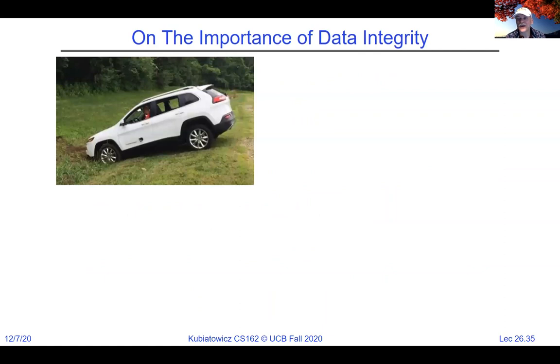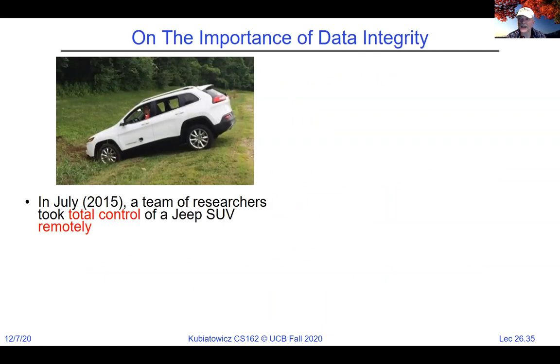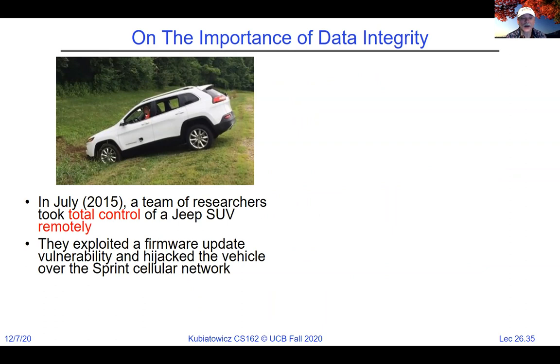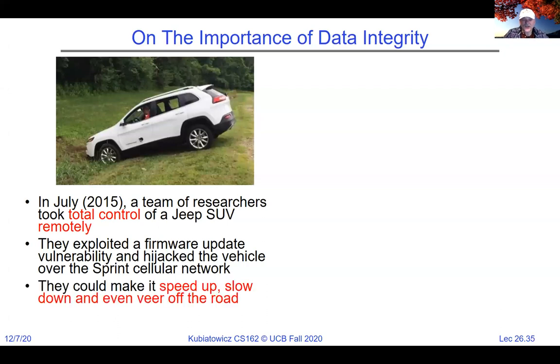So I wanted to point out something interesting. I don't know if you've ever seen this before, but here is a car in a ditch. And what's interesting about this particular car in the ditch is that back in July of 2015, a team of researchers took complete control of a Jeep SUV remotely, and exploited a firmware attack over the Sprint cellular network. And they basically caused the car to speed up and slow down and veer off the road, and totally wirelessly. So this is a little scary to think about.